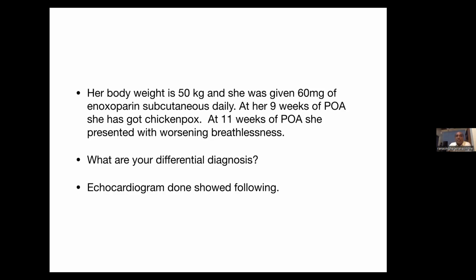So what are your differential diagnoses? This is a patient who had a mitral valve replacement and was given subtherapeutic doses of enoxaparin, right? And she came with breathlessness at 11 weeks of POA. She was hypertensive, tachycardic, very ill looking, and she had chickenpox at 9 weeks. So initially we thought the patient had chickenpox pneumonitis. But after a sudden echo, we realized this is what the patient had.